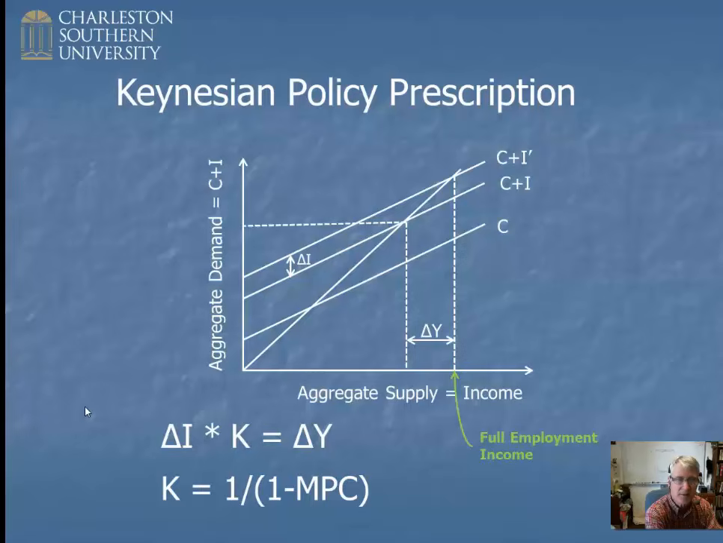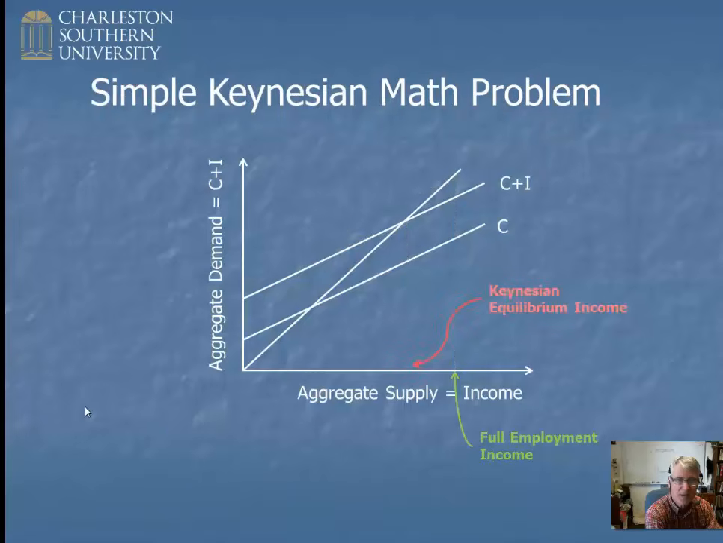Okay, so let's see, where are we? So now what we want to do is work one of these out with the math. So let's just take these givens here. Autonomous spending is going to be 150. The marginal propensity to consume is 0.6. Investment is 250, and full employment income is 1,500.